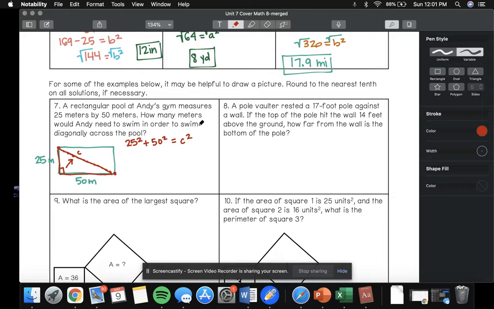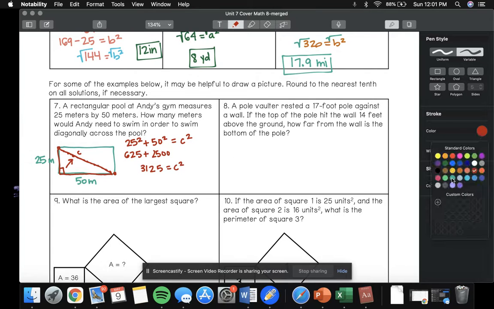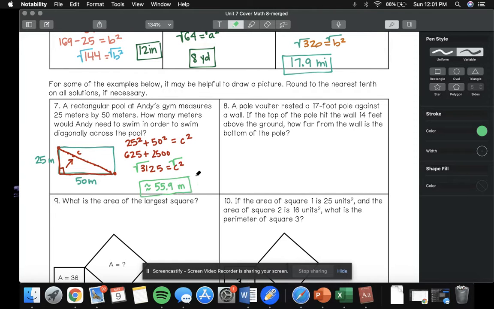So I'm going to do 25 squared, which is 625, plus 50 squared, which is 2500. And then I'm going to add those together, which is 3,125. And that is the area, or the square, of my hypotenuse. But I want to figure out how long one side is, not just the square of it. So I'm going to do the square root of 3,125, and I get 55.901. So this is about 55.9 meters on the diagonal.